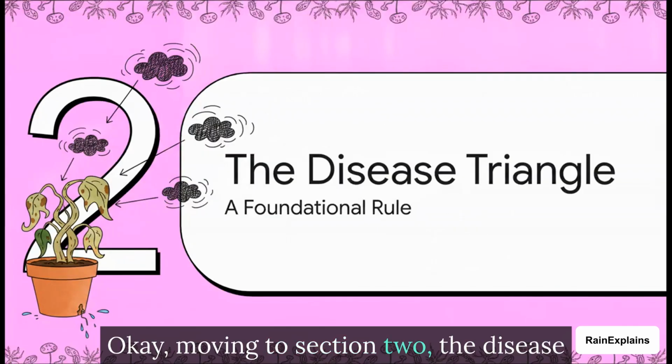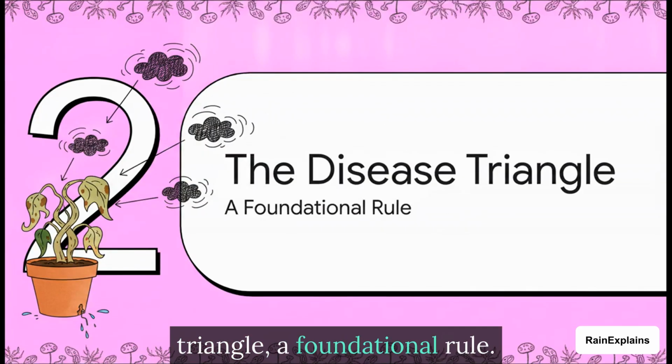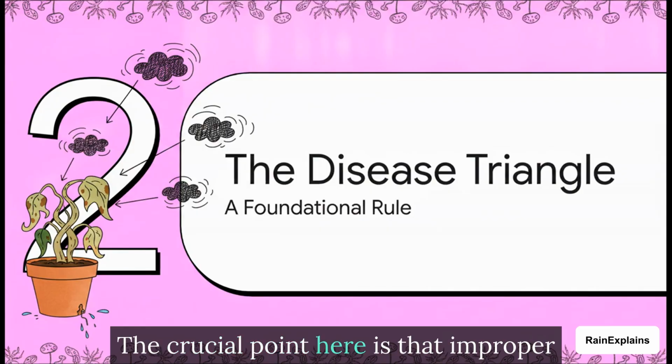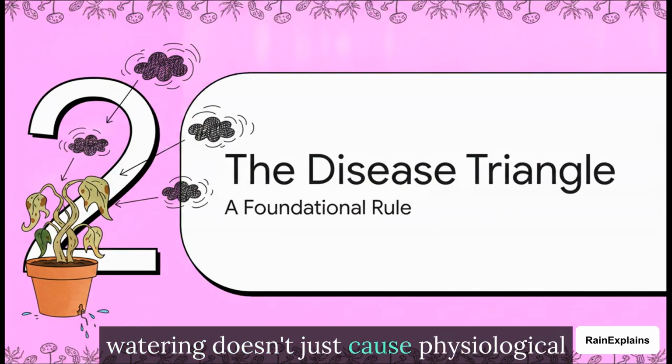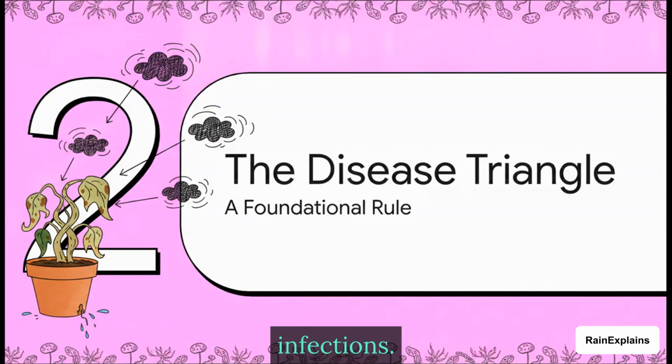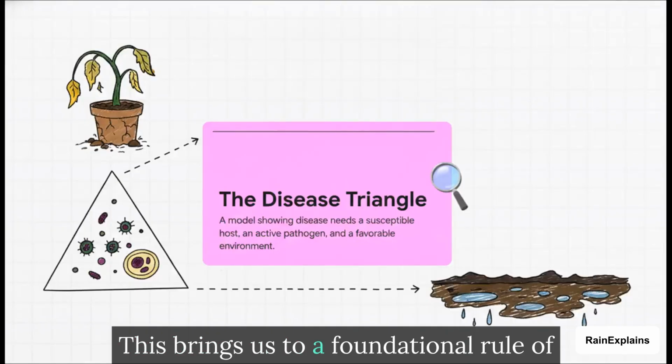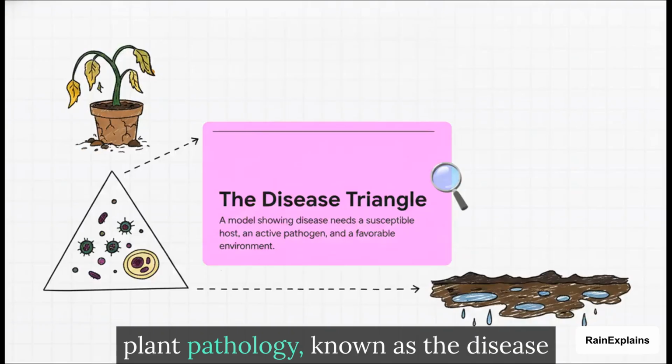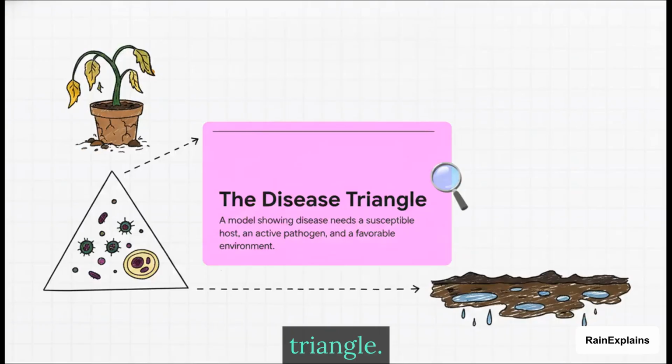Okay, moving to Section 2, the disease triangle, a foundational rule. The crucial point here is that improper watering doesn't just cause physiological stress. It actually turns your plant into a super vulnerable target for secondary infections. This brings us to a foundational rule of plant pathology, known as the disease triangle.